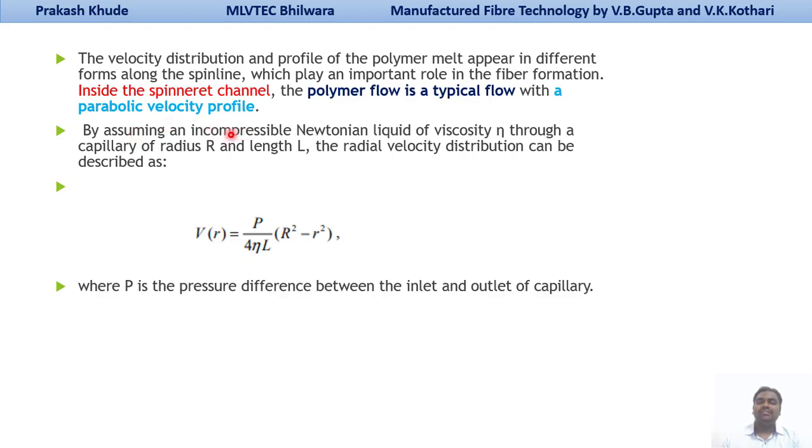So, by assuming an incompressible Newtonian fluid of viscosity eta flowing through a capillary of radius R and length L, the radial velocity distribution can be described as V(r) equal to ΔP, the pressure difference between the inlet and outlet of your capillary, divided by 4 times the Newtonian viscosity and L, the length of the capillary, times R squared, where R is your capillary radius, minus r squared. So that is the radius of your filament, by which this radial velocity distribution can be described.